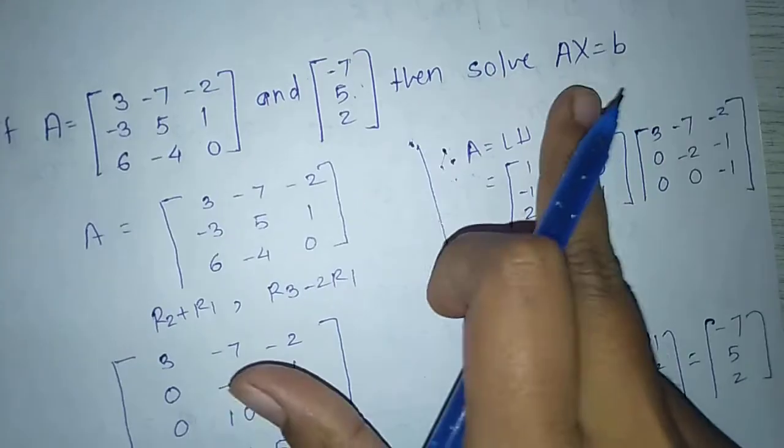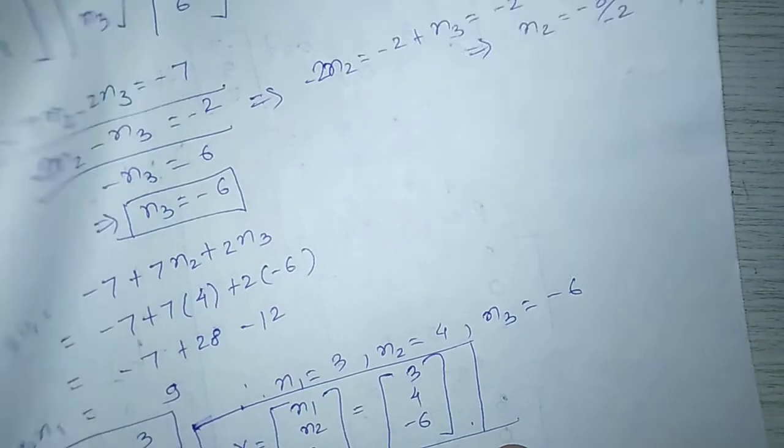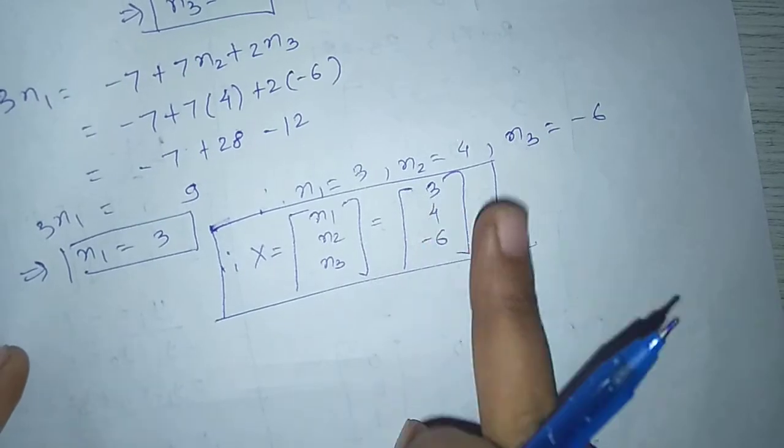This is nothing but A x equal to b, and for this y is minus 7, minus 2, 6, and for A x equal to b we have x equal to 3, 4, minus 6.